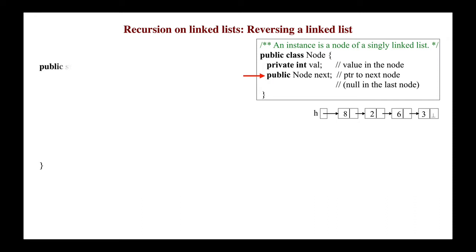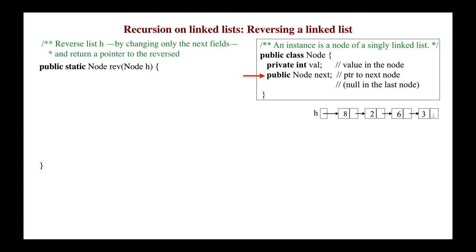We develop a recursive function to reverse linked list h. Here's its specification. Note that only the next fields should be changed. As an example, the assignment r becomes rev of h should produce this change in the list, with r pointing at the result.